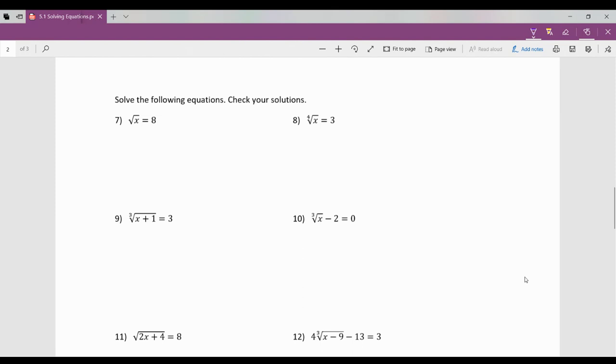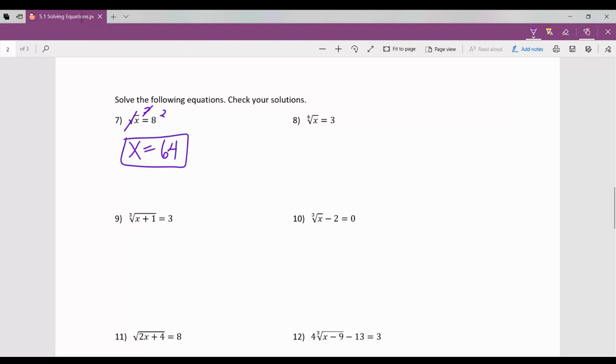So this is the square root. To get rid of the square root, we're going to square both sides. So the square root and the squared are going to cancel. X is equal to 8 squared, 64.